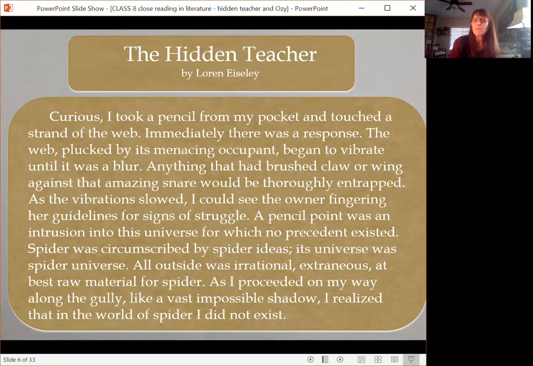Is all we're supposed to get from this the fact that a spider only knows what spider knows, and that pencil it didn't know, and so he didn't exist to the spider? I think he's telling us to take that one step further, and he makes this correlation when he talks about the wheel, the universe of the spider circumscribed by spider ideas. We too, as people, live in a universe that's circumscribed by our ideas. So that anything that might occur outside of that, we don't know what it is. We don't have any way of defining it. It's raw material for us.